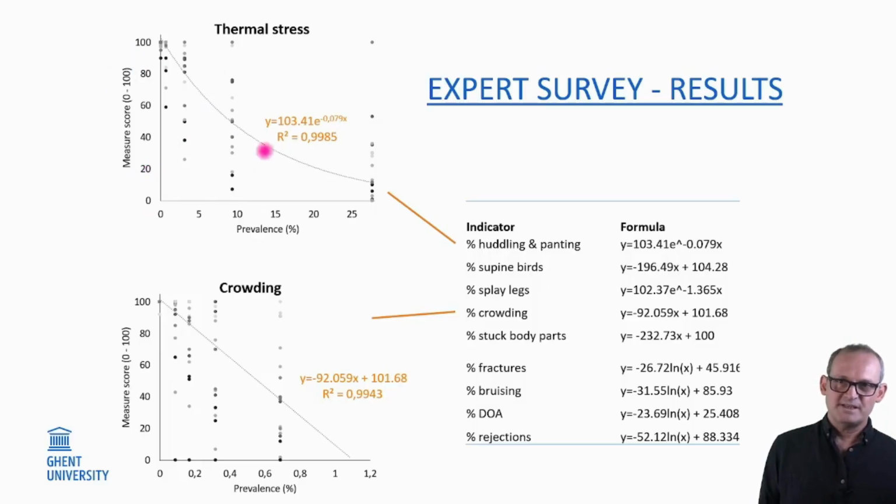And then for each of the indicators, we drew these associations, and we looked for the best fitting curve to best describe the relationship between the true prevalence and the measure score. And so the types of equation of best fitting curves could differ between the different types of welfare indicators in the protocol. And so these are the formulas for the best fitting curves.